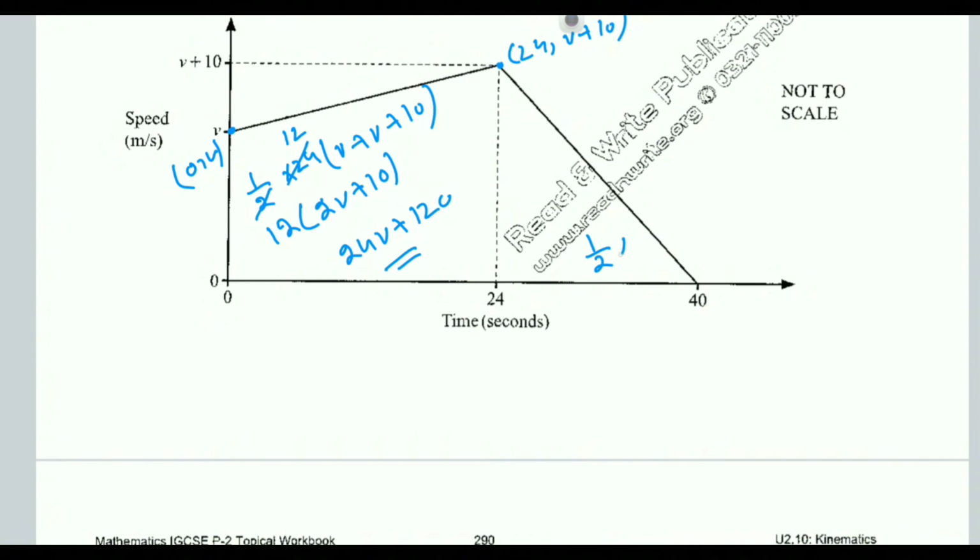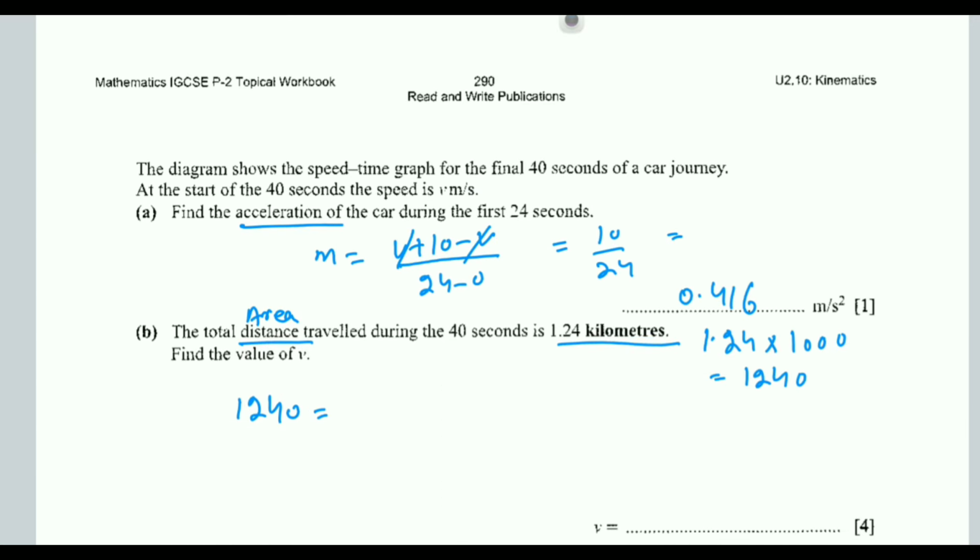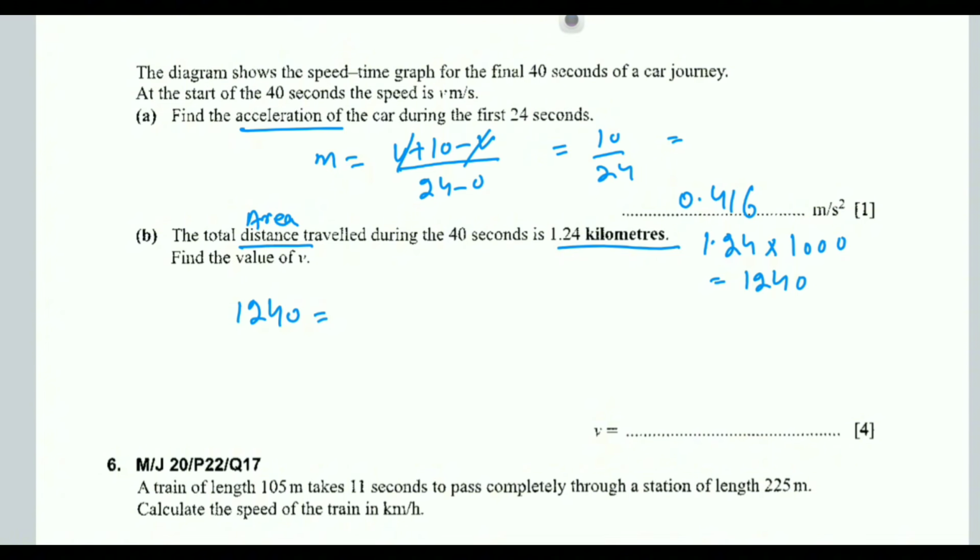Area of the triangle is 1 over 2 into the height. The width is 40 minus 24, that is 16, and the height is V plus 10. So the answer is 8V plus 80. The sum of the areas of both shapes is 24V plus 120 plus 8V plus 80, which is 32V plus 200, and this equals 1240.